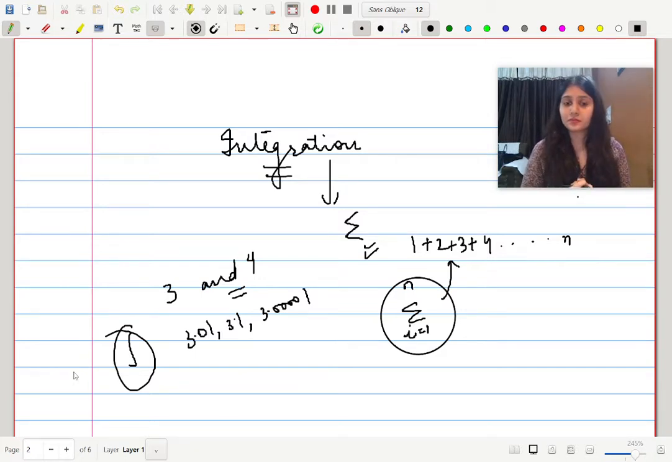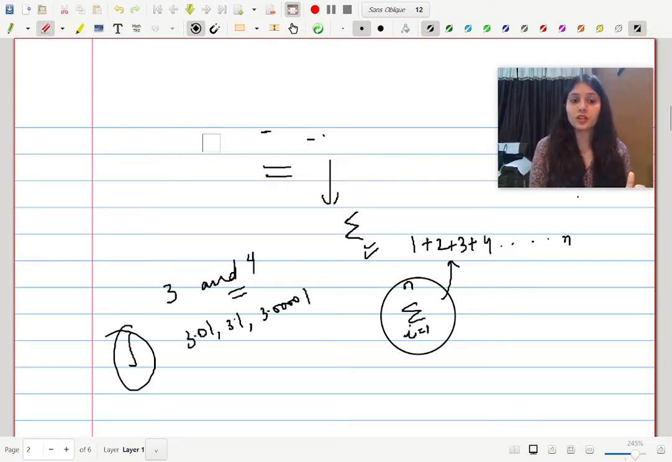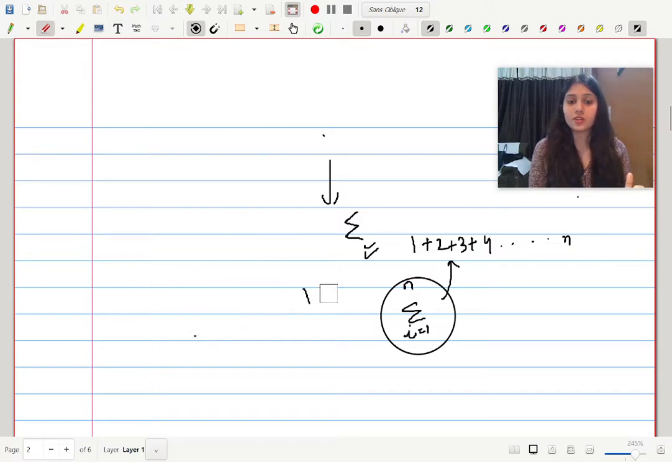And let's say we want to add atoms on a surface together. Again, that is not discrete. There can be plenty of atoms, billions and trillions of atoms on a surface. In situations like that, we use integration. Is it clear?